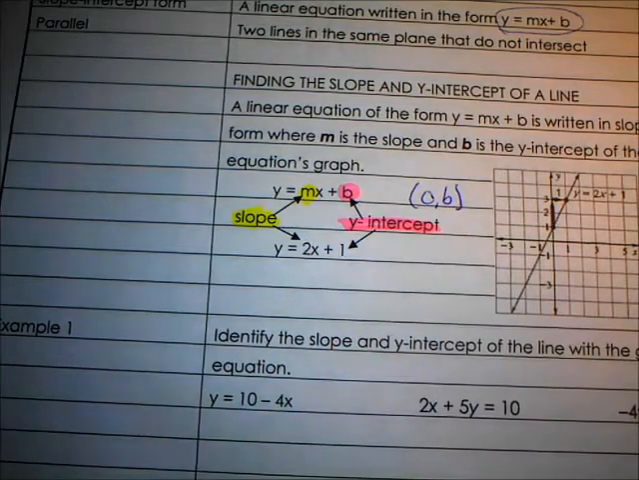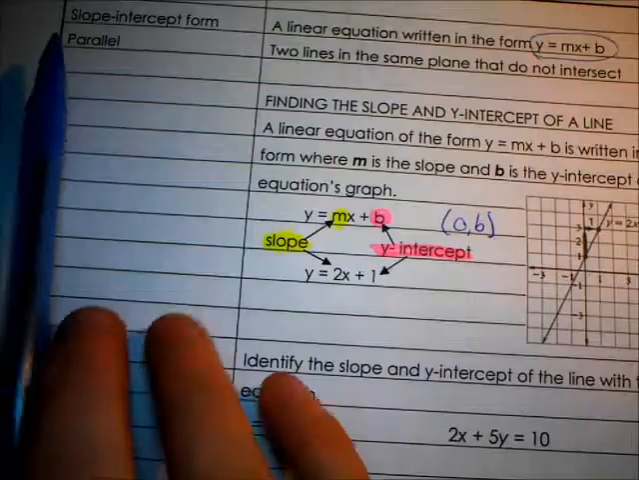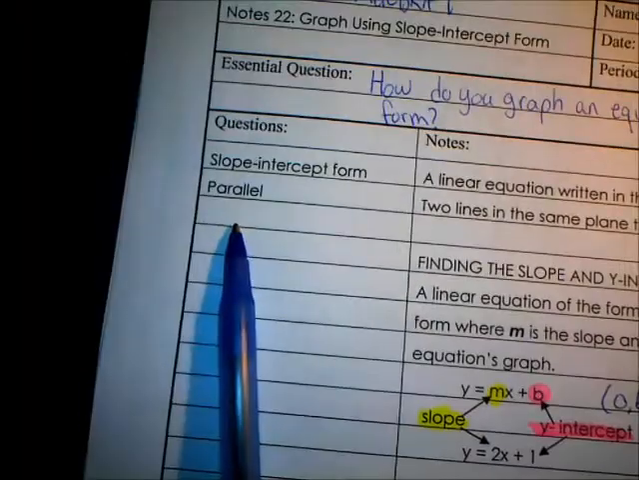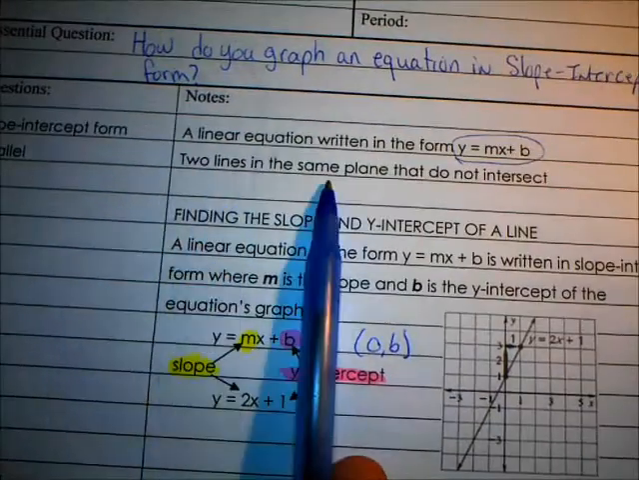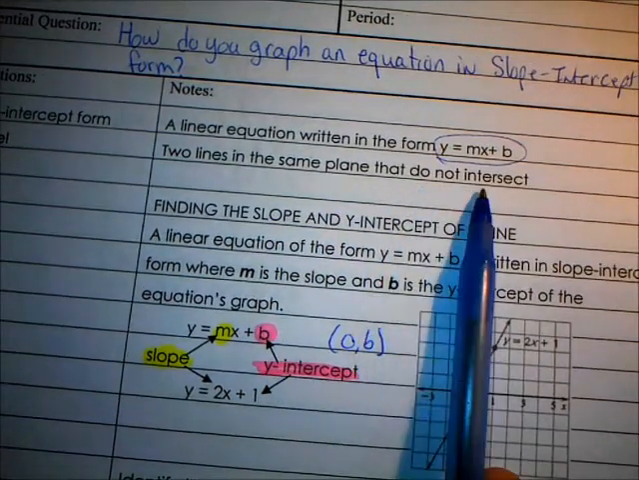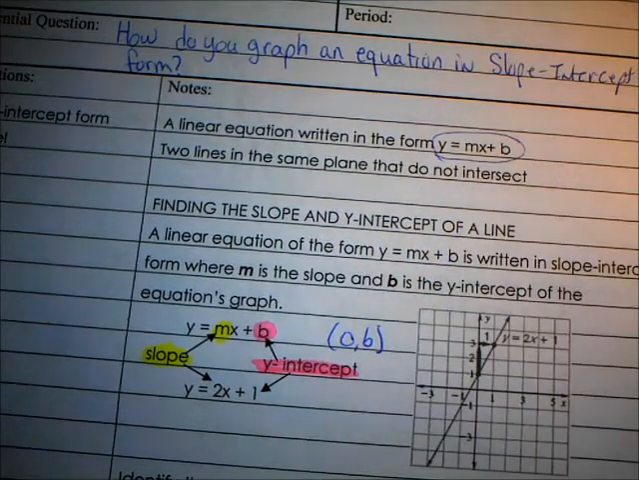Okay, and then our other vocabulary word before I go on is parallel. Realize parallel means you have two lines that are in the same plane, but they never intersect each other. So we may have equations that are going to be parallel to each other, so we've got to watch out for that.